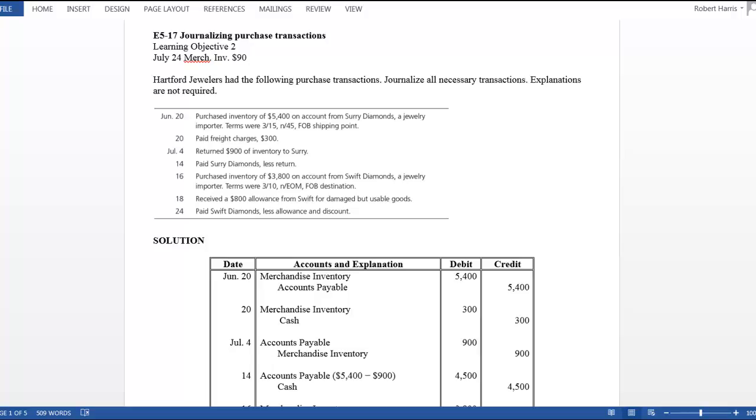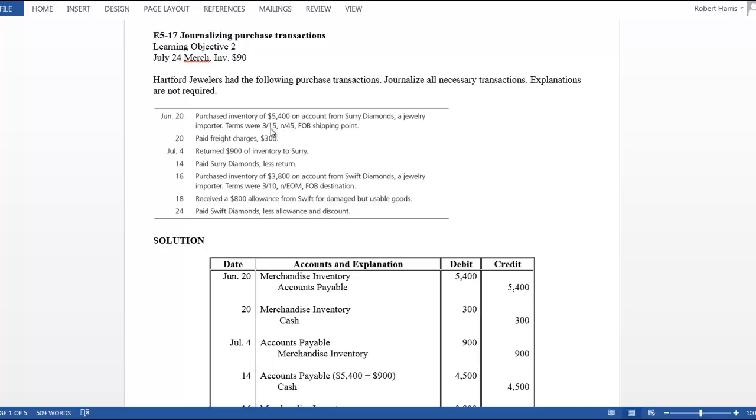Okay guys, let's take a minute here to discuss the transactions that a company would need to record, or the journal entries that a company would need to record when they are involved in purchase transactions. So let's assume here on the 20th that this company, Hartford Jewelers, purchased inventory of $5,400 on account, and the terms were $315 net 45.